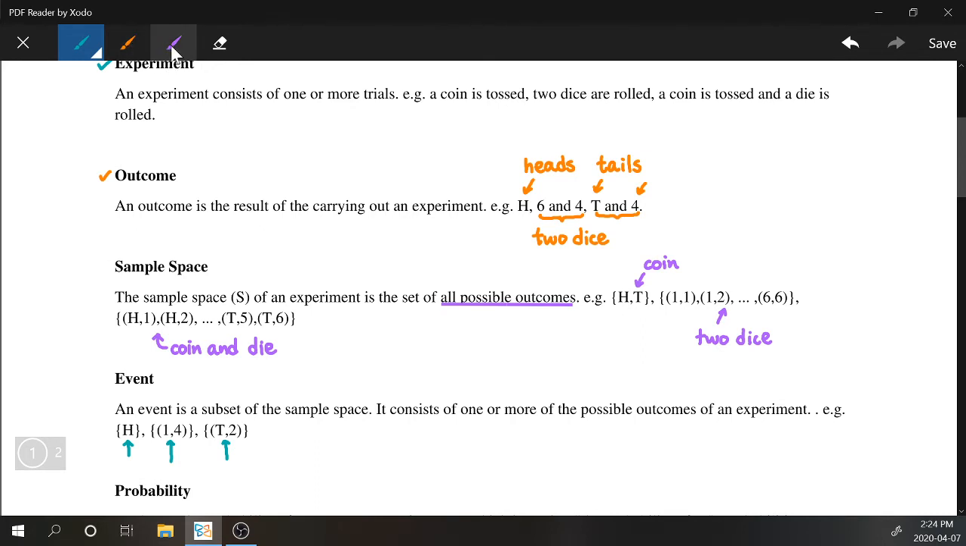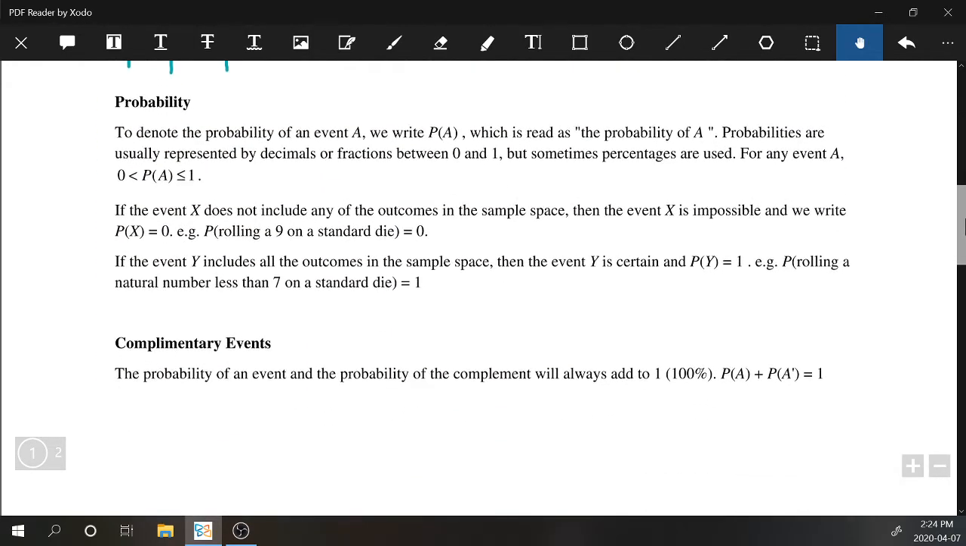Okay, so the idea here is you need to know how many things there are in the sample space and how many events that you want to happen. And that's how generally we determine probability. So if you look at what it says under probability, it's a little bit more complicated because the entire chapter is about probability. So it says to denote the probability of an event A, and again, that is a selection of outcomes that we like. So we write P of A, probability of A.